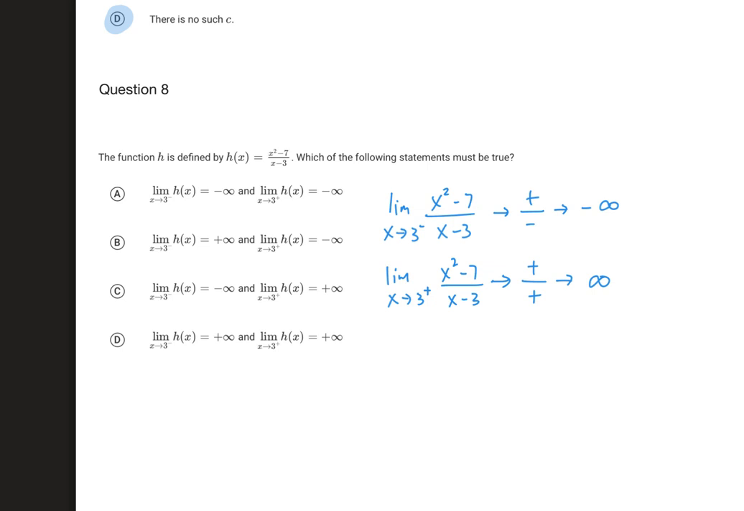Okay, so now left is negative, right is positive. So that's C. Okay, so that's it for that page.